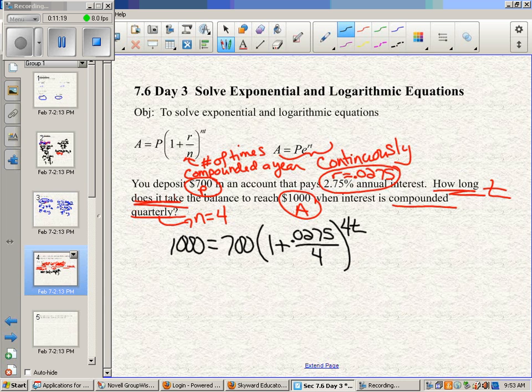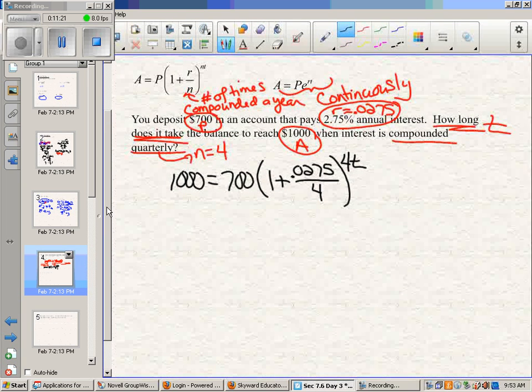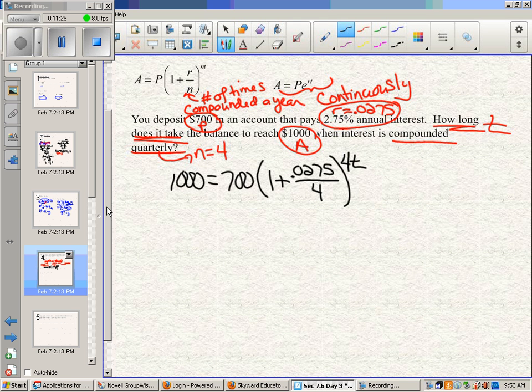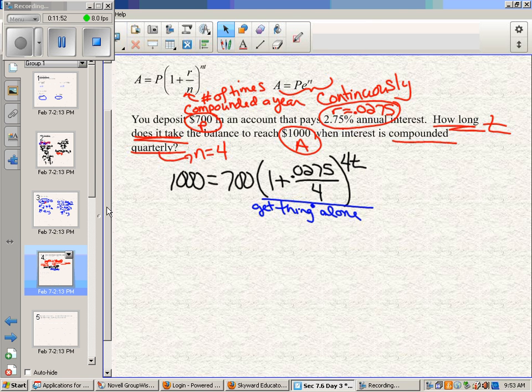Now herein lies the issue. Our variable is in our exponent, which is why we're doing this now. How do we deal with it when the variable's in the exponent? Why are we dividing by 700? You're absolutely correct. Good. We need this thing alone. I'm going to just put a little dot up here, thing to the power. You got to get the thing to the power by itself.